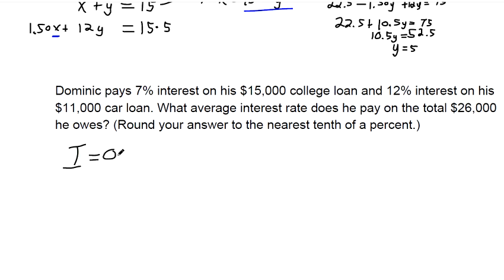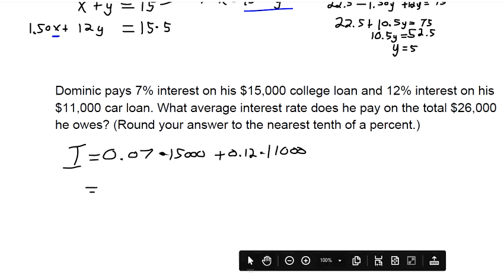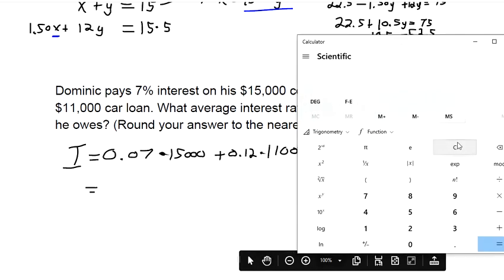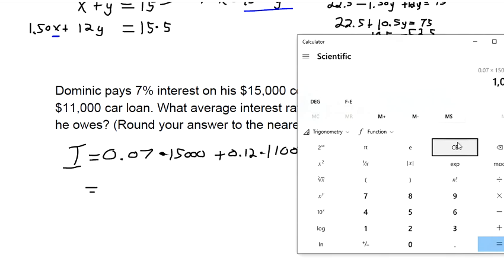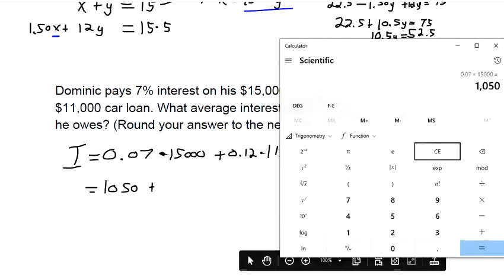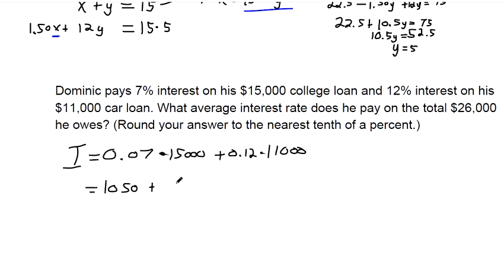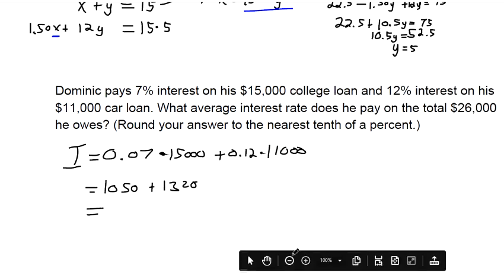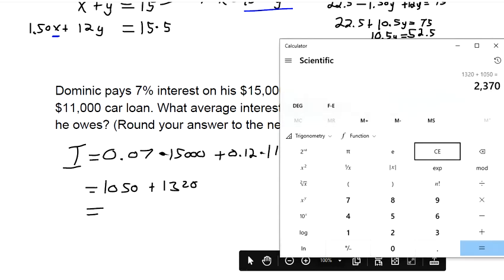So you've got 7% interest. Multiply that by the 15,000. And then we have 12% interest, so multiply that by the 11,000. That will just tell us how much interest we pay in total out of both of these. So we got 1,050. Then over here you have 11,000 times 0.12. That makes 1,320. So the total amount of interest we're paying is 2,370.